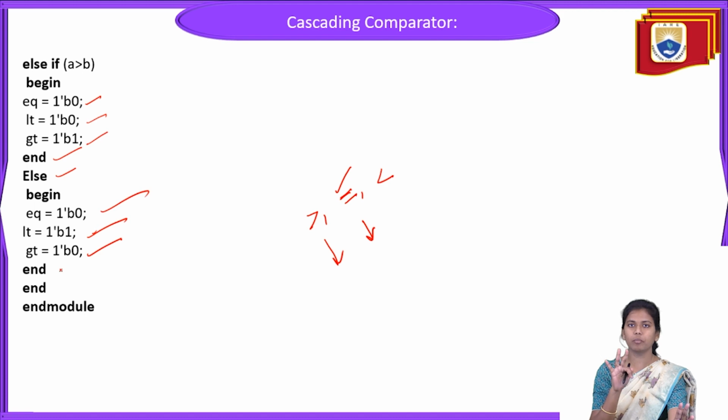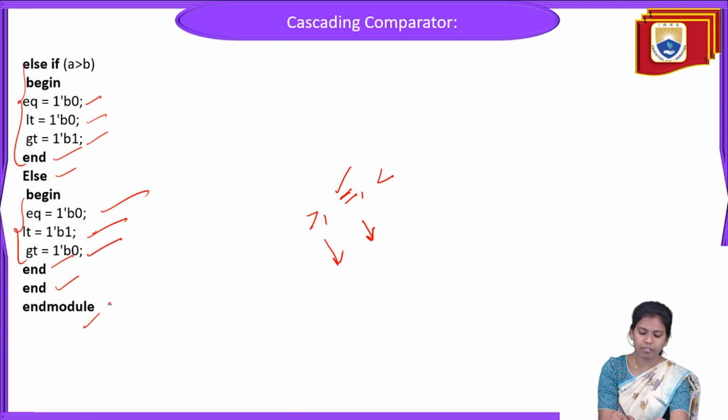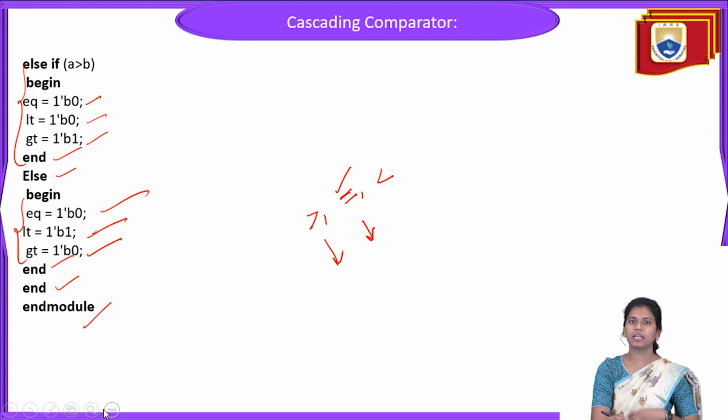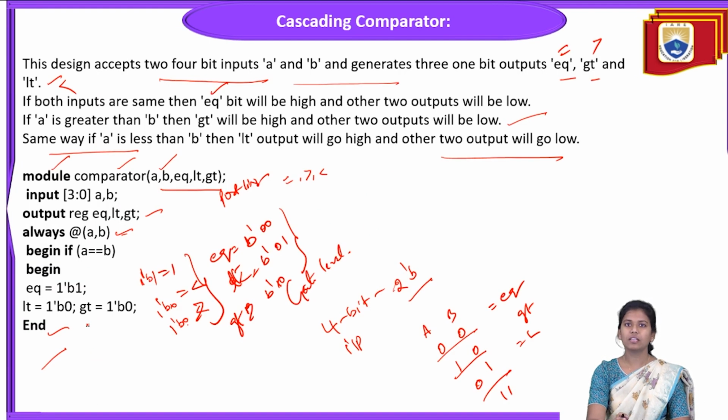Here we have considered 3 combinations, right? So an end for one combination, one more end for another combination, and finally I am terminating my syntax with the endmodule. So this is how we have to write the syntax when it comes to the magnitude comparator in gate level modeling.